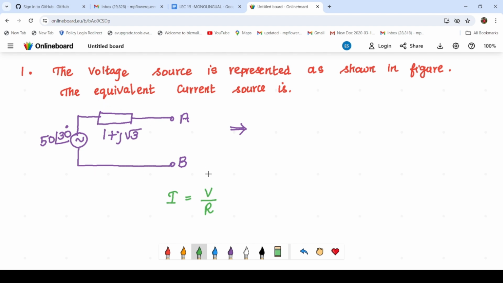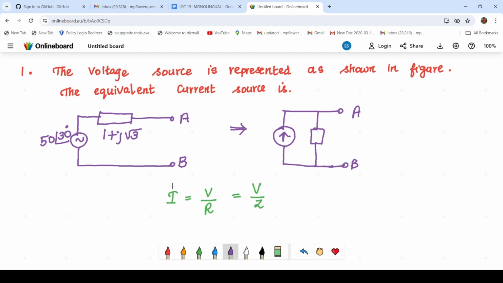This is the AC circuit, so we have to use V divided by Z. So what is your new circuit diagram? The new circuit diagram is: the voltage source is converted into the equivalent current source, and the impedance is in parallel with the new current source. So this is the new circuit diagram. You have to put A and B.